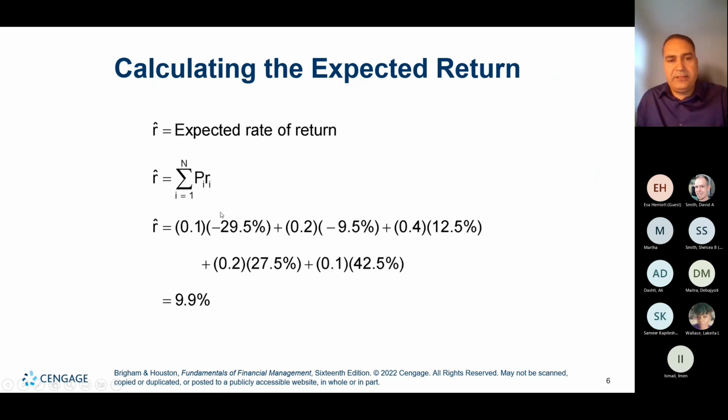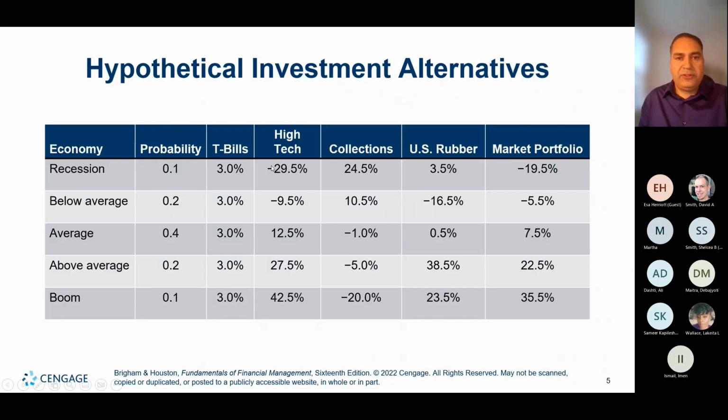And here's the formula. What you need to do is multiply the probability of each economic situation with the return of that asset in that situation. So for example, here for the high-tech industry, the probability of recession is 10%, and the return in that case would be minus 29.5%. So we multiply these two numbers, 10% multiplied by 29.5%. And then we have 0.2 multiplied with 9.5%, and then this multiplied with that. When all that multiplication is done, we simply sum these numbers up, and that will be the expected return. So that is how we calculate the expected return.